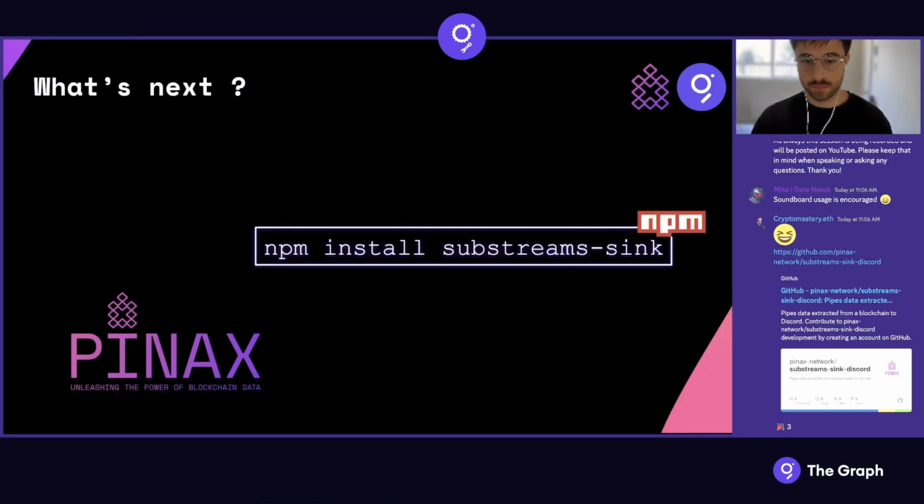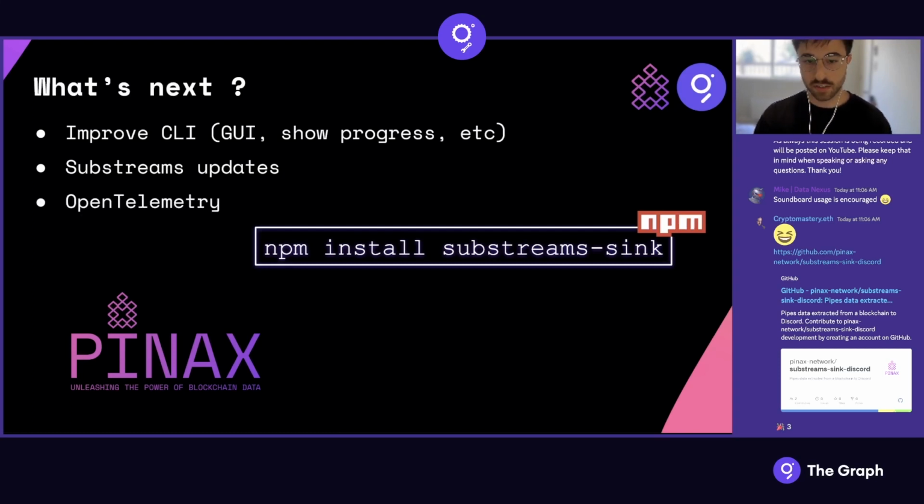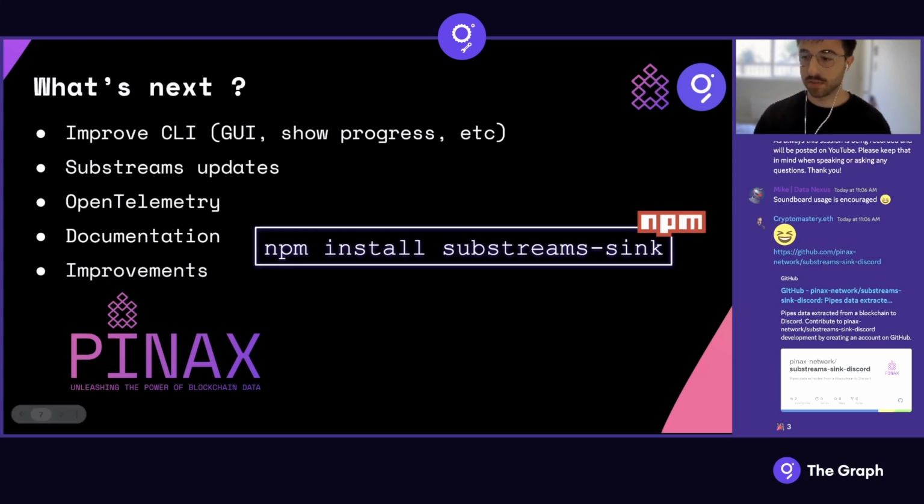So what's next now for the Substreams sink library? First, we want to improve the CLI by adding more visual elements and also show the processing progress from the CLI. Also, we have to update the library since there are recurrent updates to the Substreams technology by the StreamingFast team. Also, we potentially want to add OpenTelemetry to the library. The documentation needs to be updated, and there are also some other small improvements and bug fixes.